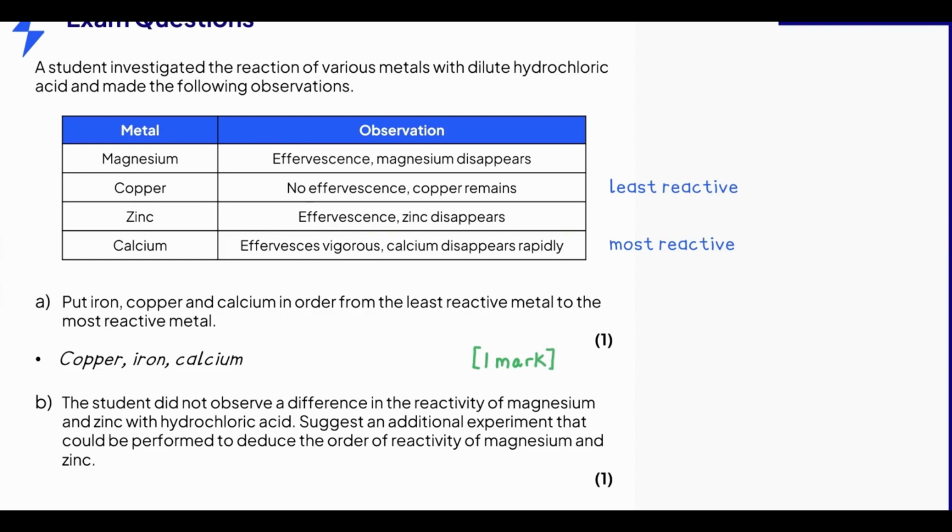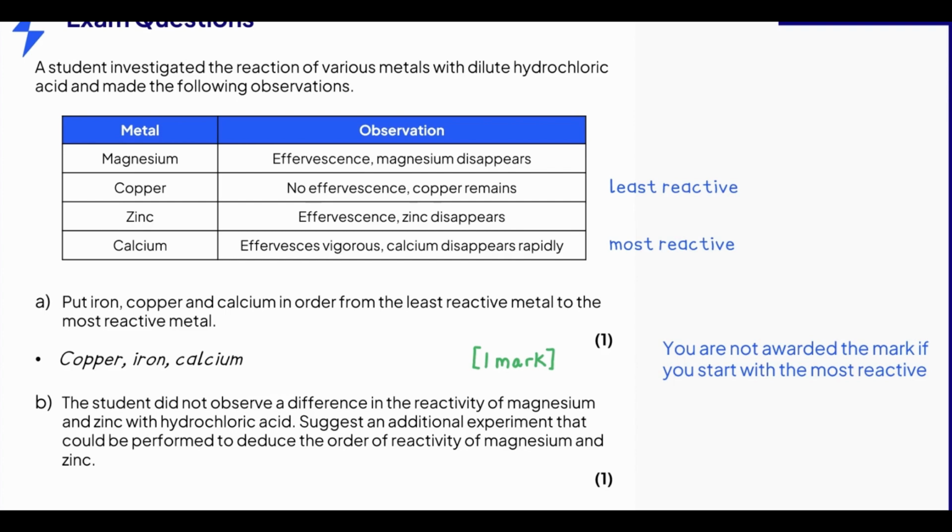Be careful that you list them in the correct order. It is a common mistake for students to list them from the most reactive to the least reactive. The observations do not show a difference in reactivity between magnesium and zinc when reacted with hydrochloric acid. Part B asks you to suggest an additional experiment that could be used to determine which is the more reactive.